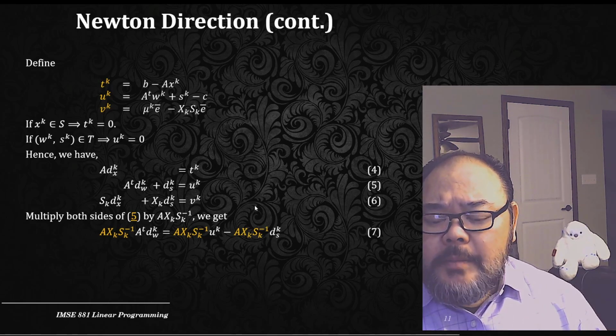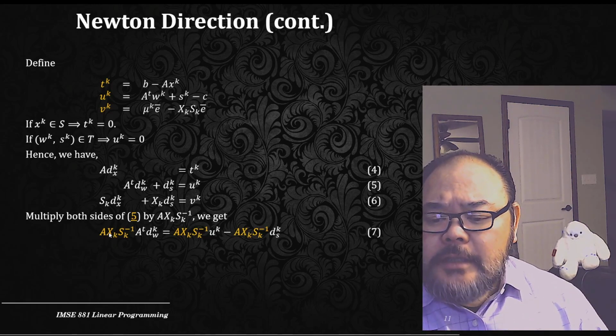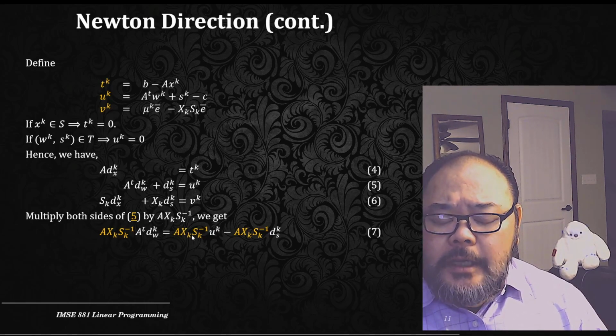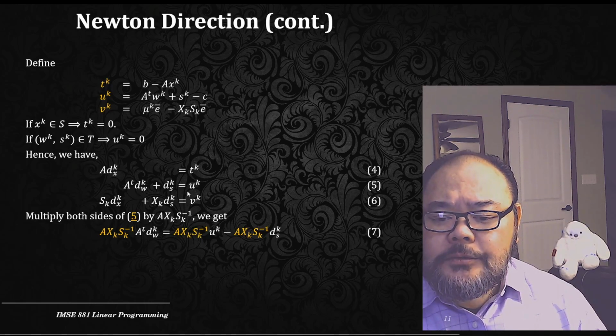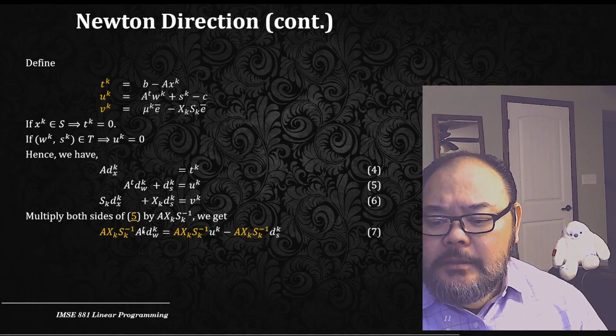So multiply both sides by using equation 5, the middle one, by A times capital Xk times capital Sk inverse. This gives A times Xk times Sk inverse times A transpose times d omega k equals A times Xk times Sk inverse times uk, which is this part, minus this part, A times Xk times Sk inverse times dsk. So just multiply both sides by this yellow part.